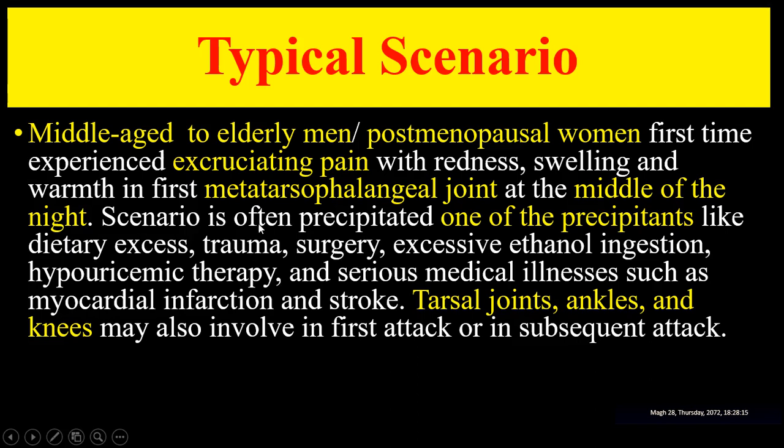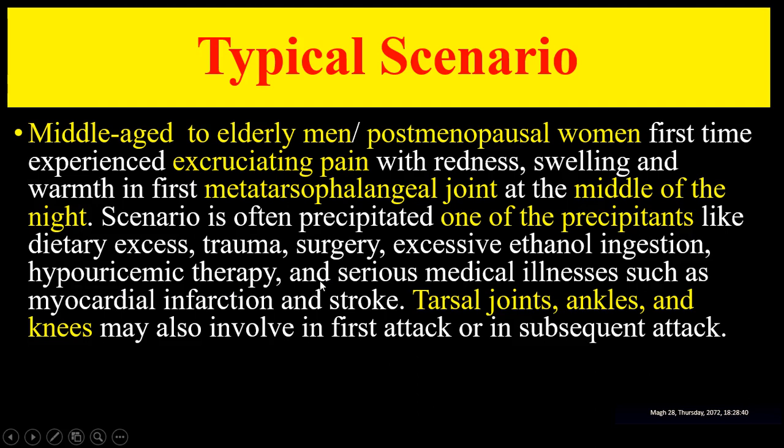And the patient also describes one of these things like dietary excess, trauma, surgery, excessive ethanol ingestion. So these are the precipitants which may decrease the solubility of the uric acid, and that's why it gets deposited in the joint. So this is talking about acute gout.